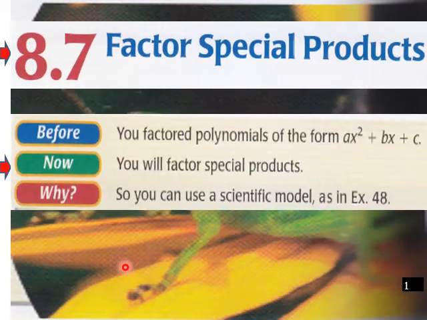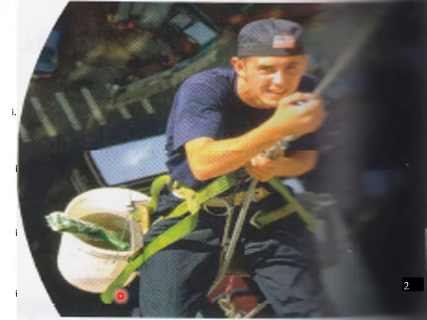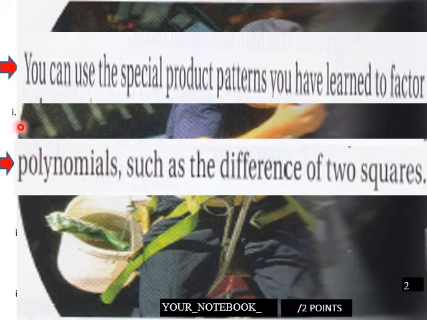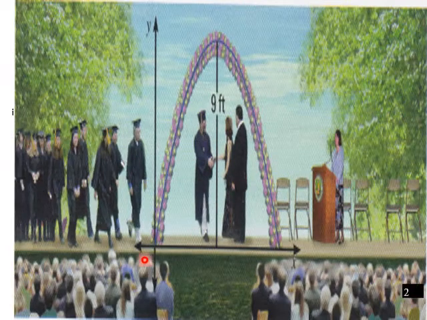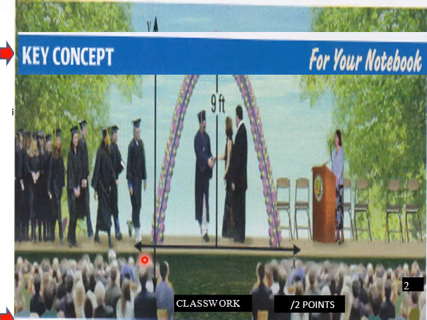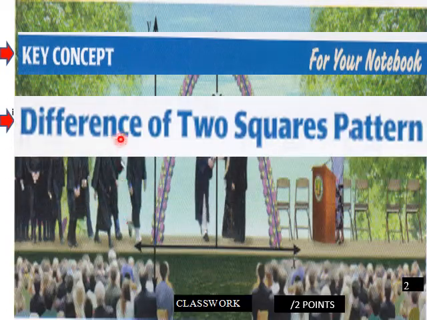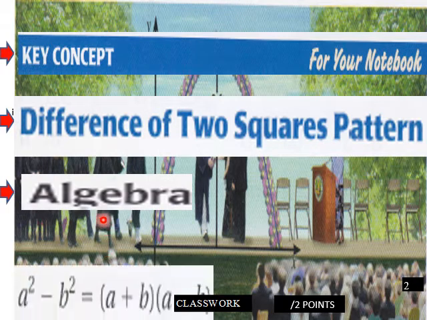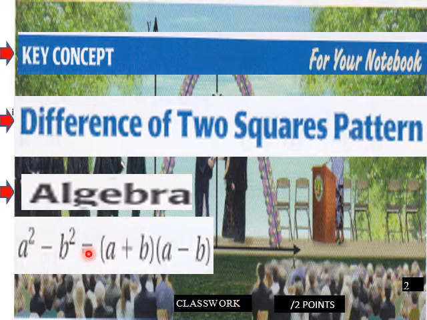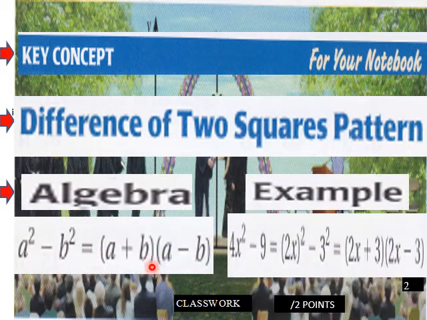Okay, factoring special products. You factored polynomials like this. You will factor special products now. You can use special product patterns. You've learned to factor polynomials. The difference of two squares is a factoring pattern. So the difference of two squares pattern: a squared minus b squared. We have this pattern, and here is an example: 2x plus 3, 2x minus 3, for 4x squared minus 9.